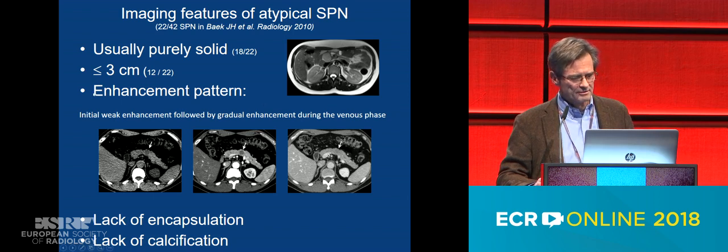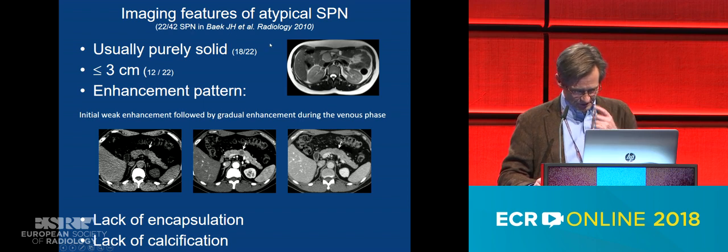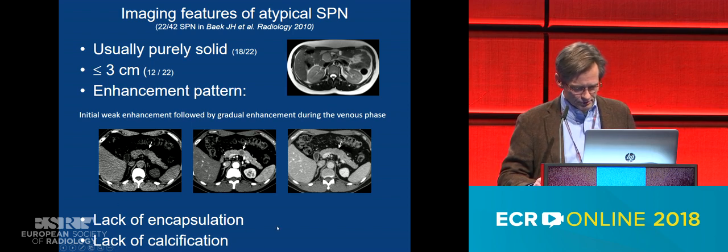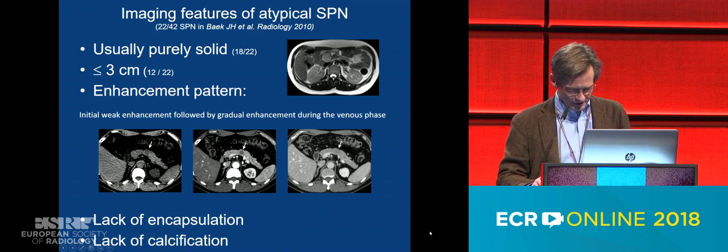And the enhancement pattern may be quite curious, I would say, because you may have an initial weak enhancement followed by gradual enhancement during the venous phase, as represented in these 3 slides here taken from this specific paper. And you see that the lesion in the delayed venous phase enhances as much as the adjacent normal pancreatic parenchyma. There is no capsule, and these lesions lack a calcified matrix.